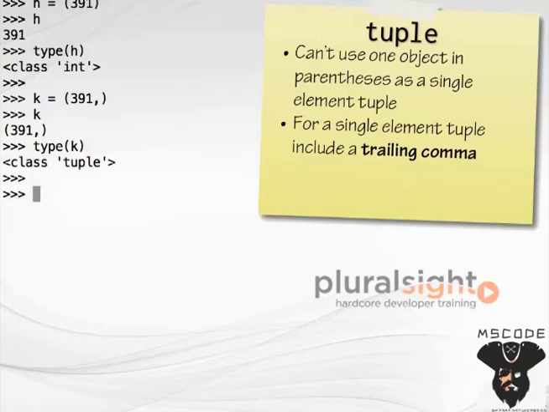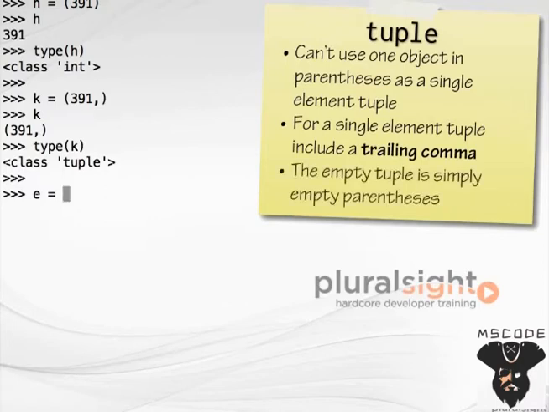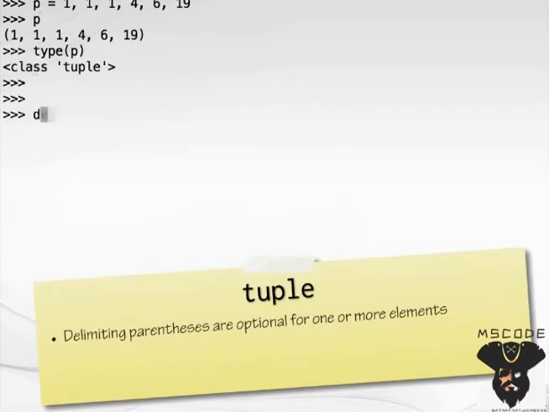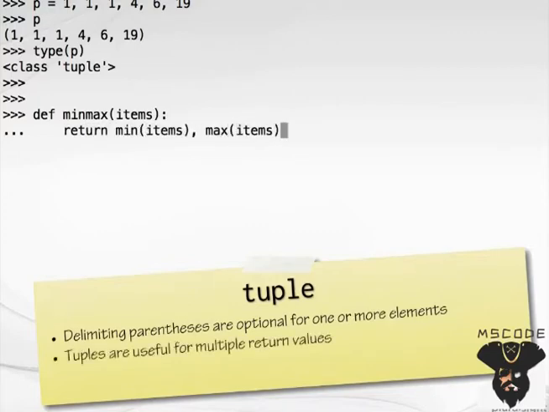This leaves us with the problem of how to specify an empty tuple. In actuality, the answer is simple. We just use empty parentheses. In many cases, the parentheses of literal tuples may be omitted. This feature is often used when returning multiple values from a function. Here we make a function to return the minimum and maximum values of a series, the hard work being done by the two built-in functions min and max.